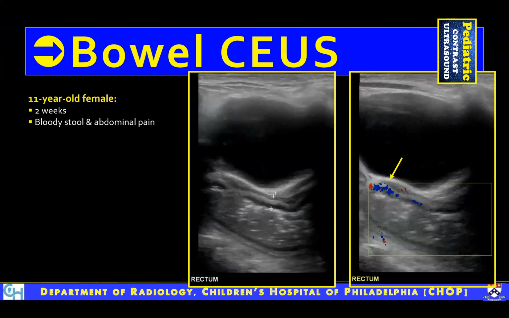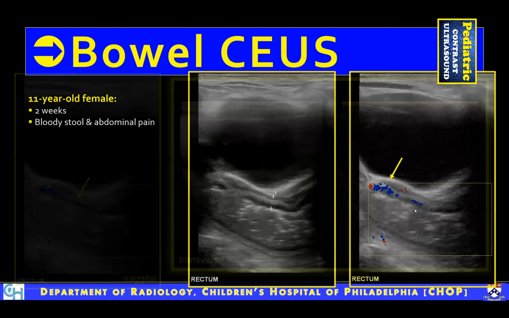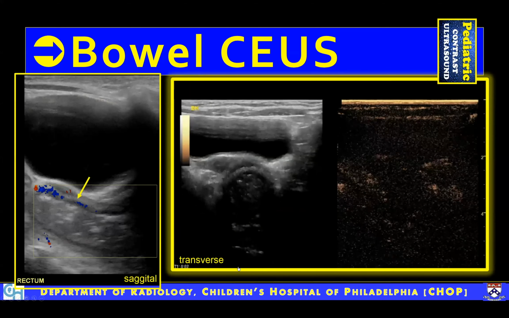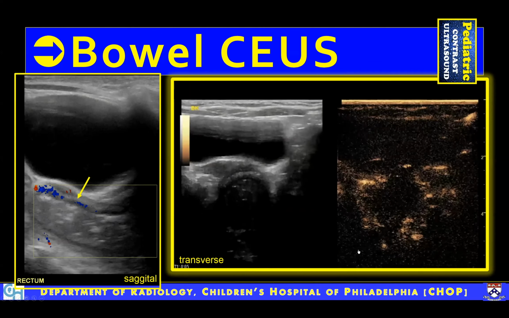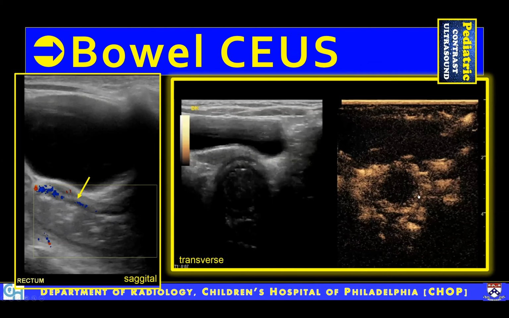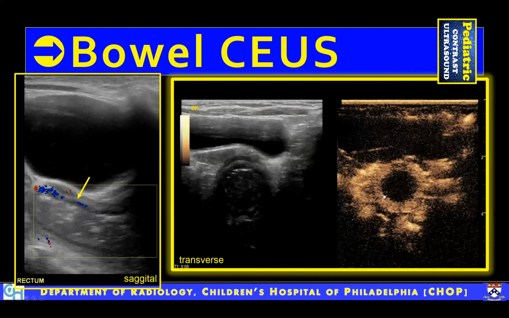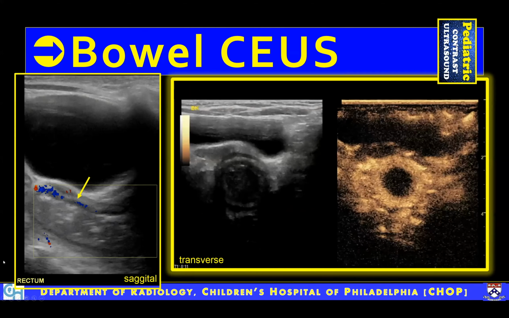This is another example of bowel contrast ultrasound in an 11-year-old female, 2 weeks of bloody stool and abdominal pain. And you see the bladder, a sagittal image of the rectum, the thickened wall. You see some color signals in the wall. But when you do contrast ultrasound, this is now in the transverse plane, you can really appreciate the significant hyperemia of the rectum in this part.